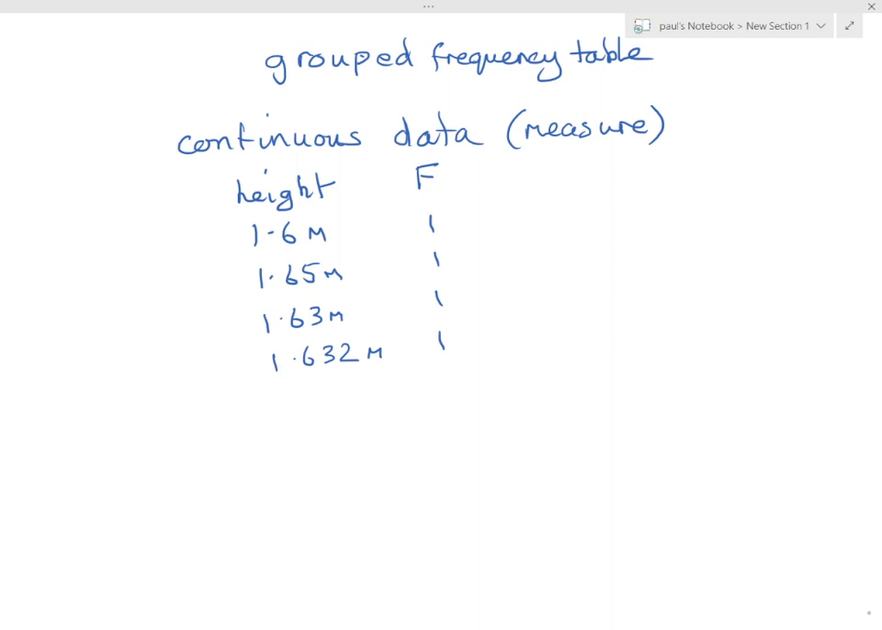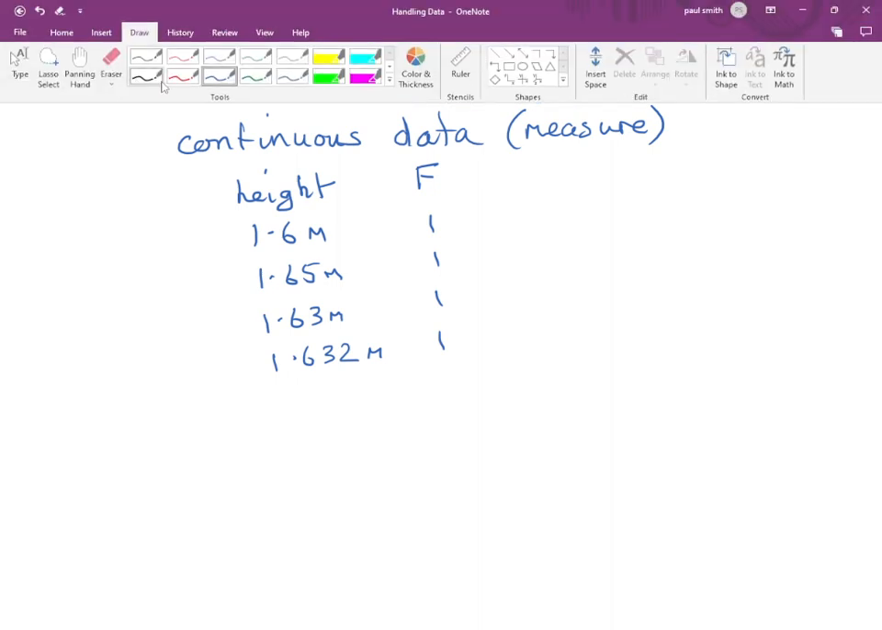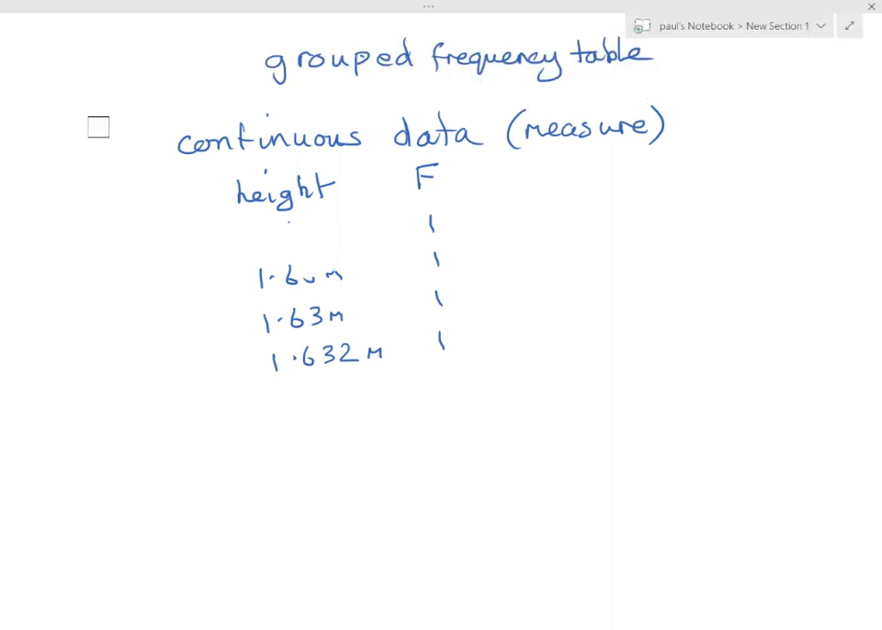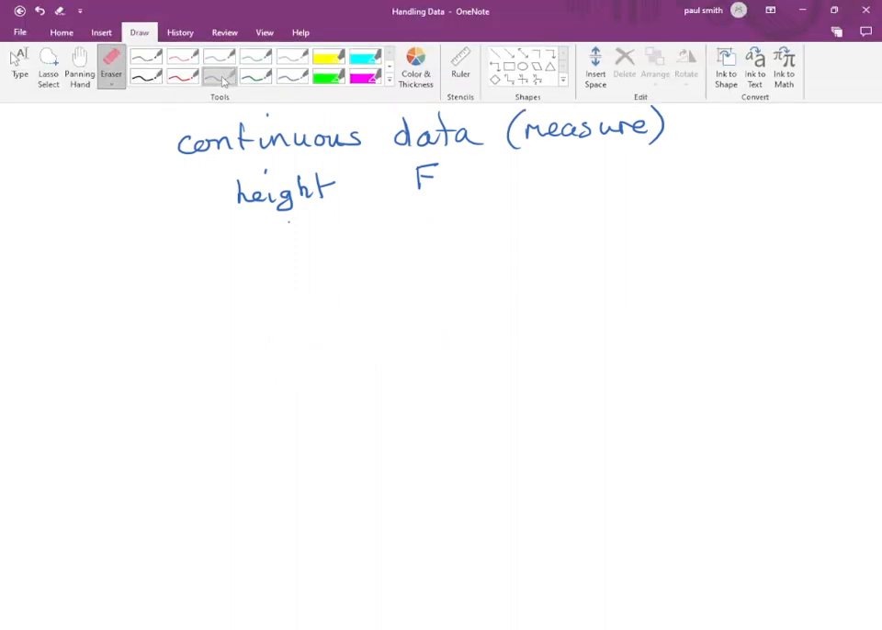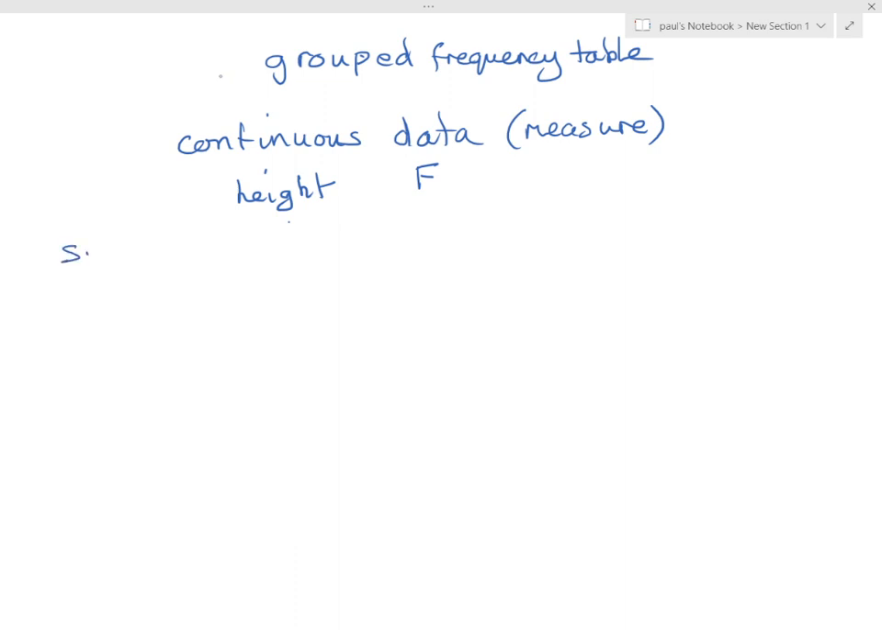Imagine you measured the height of 1,000 people, and depending on the degree of accuracy you were using, you might have 1,000 different results because no two people are exactly the same. Therefore, we must group the data together, and grouping the data together means simplistically that we're going to have the small people, the medium people, and the tall people. So I can group the height of everybody I measure into 3 lots.